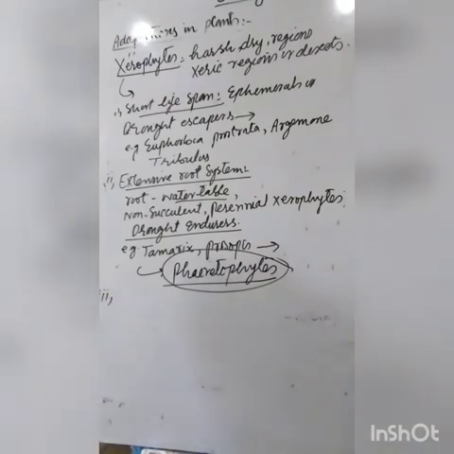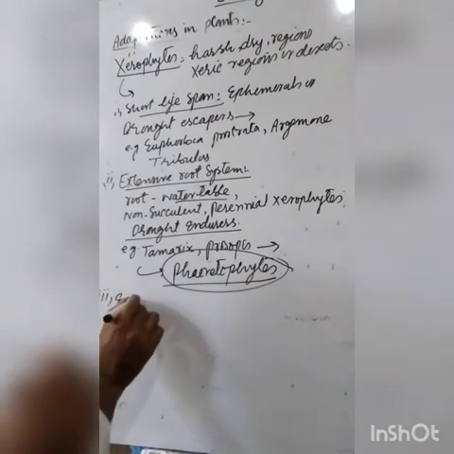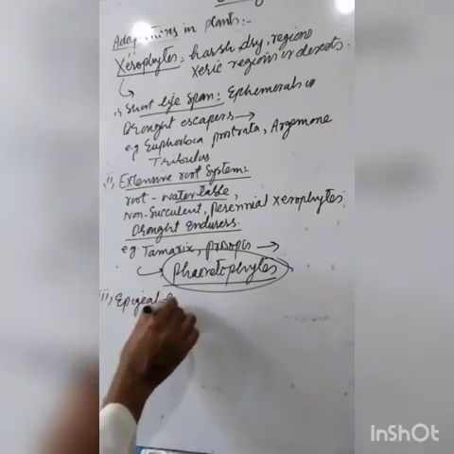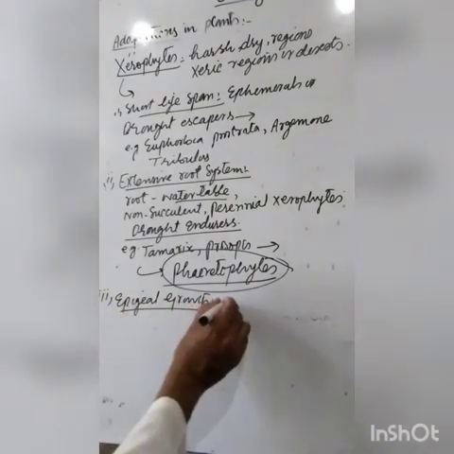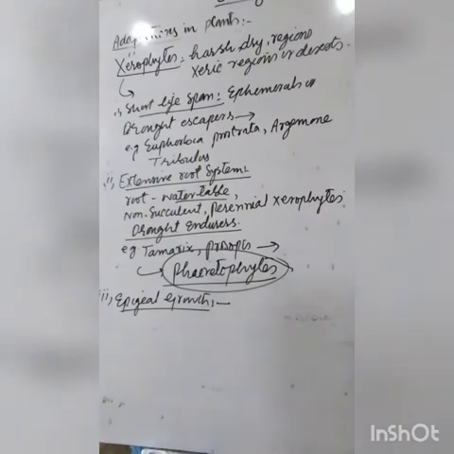There is another one that is epigeal growth. Here the shoot system is smaller than the root system. Shoot system is smaller than root system. It is said to be epigeal growth.